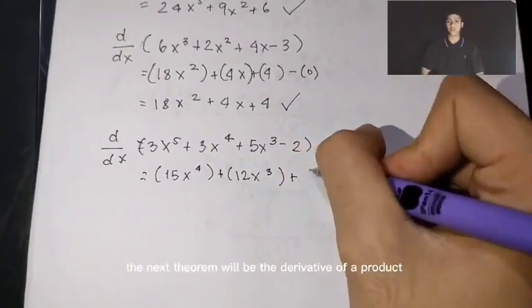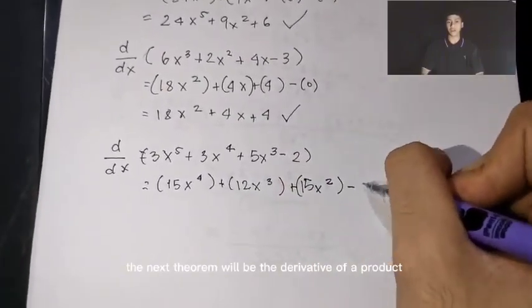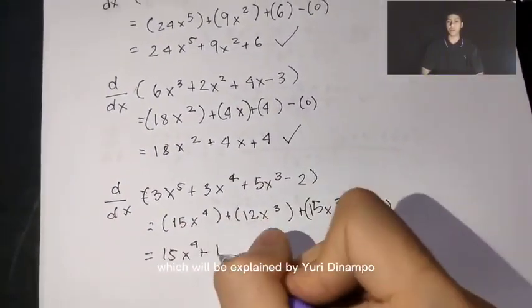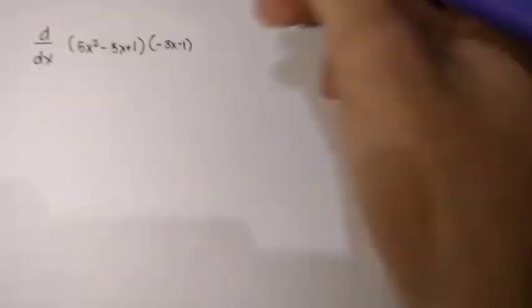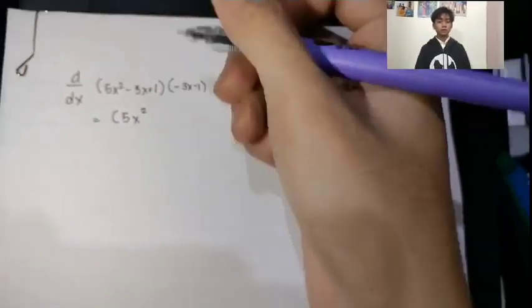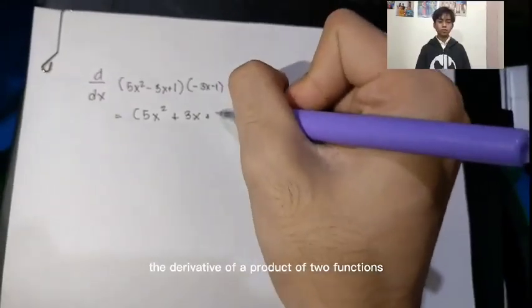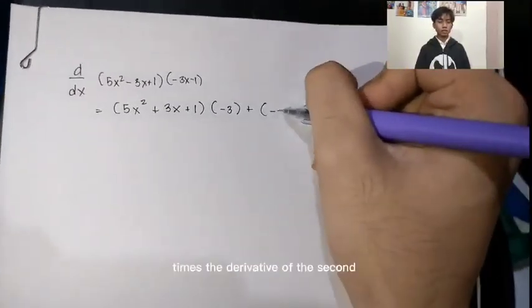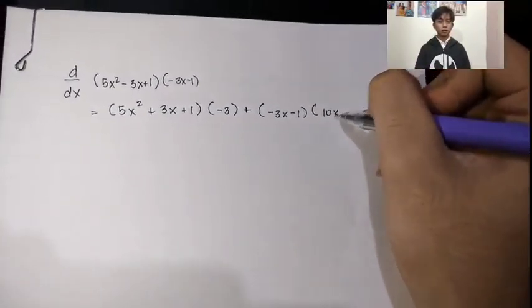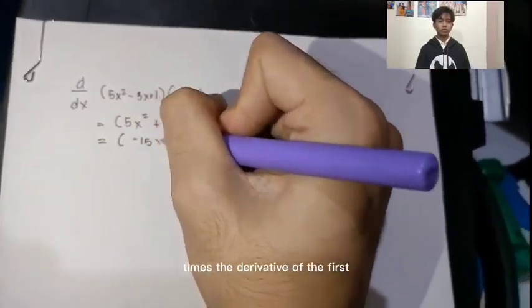The next theorem will be derivative of a product, which will be explained by Yuri Dinampo. The derivative of a product of two functions is the first function times the derivative of the second, plus the second function times the derivative of the first.